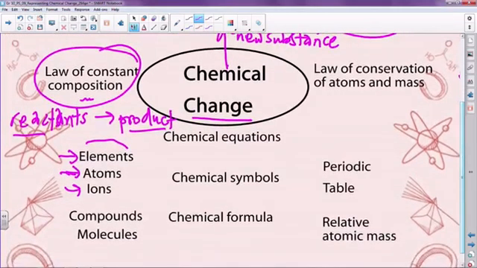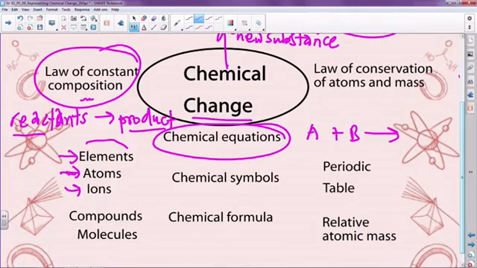So we represent these chemical changes using chemical equations, whereby we say the reactants, let's say A plus B, react to form, let's say, a new substance AB. Even if we check in terms of the law of constant composition, what we're saying is that if A is part of the reactants, it must also be a component of the products as well. The same applies to B. If it's part of the reactants, it must be part of the products.